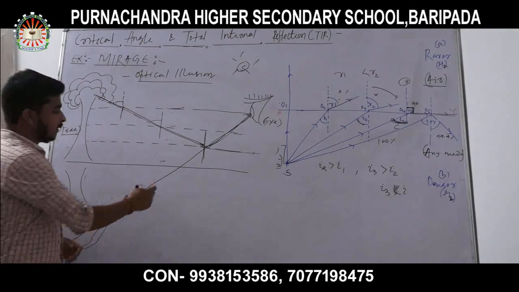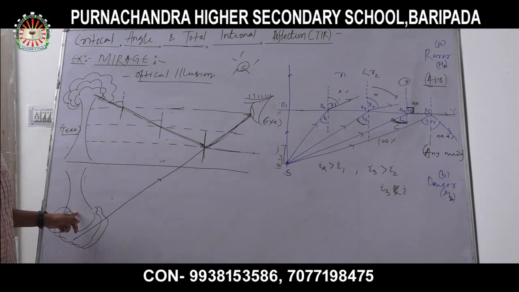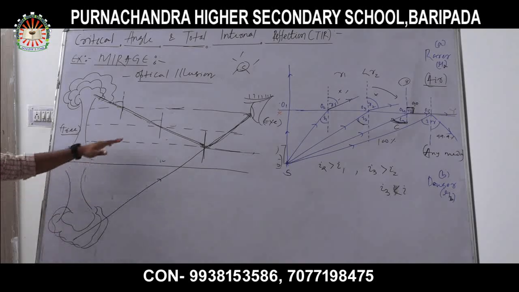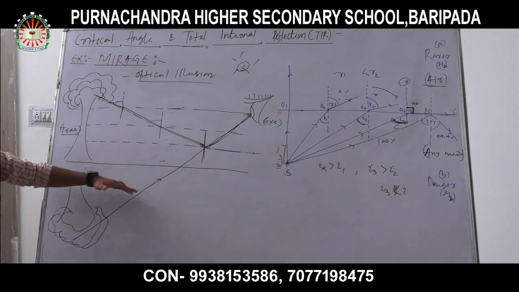The light is coming from here. Okay, but the object is here. He is seeing the inverted image of that tree here. Okay, and it is below the surface of earth.